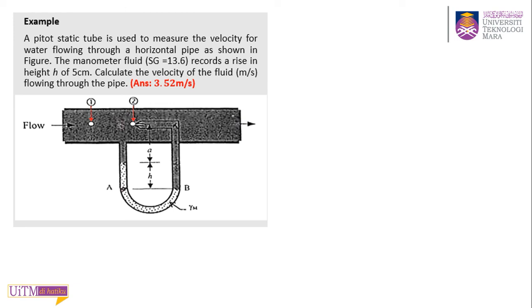Okay, again, a pitot static tube is used to measure the velocity of water flowing through a horizontal pipe as shown in the figure. The manometer fluid records a rise in height h of 5 cm. So h is given as 5 cm. Calculate the velocity of the fluid flowing through the pipe. So they ask you to find V1.